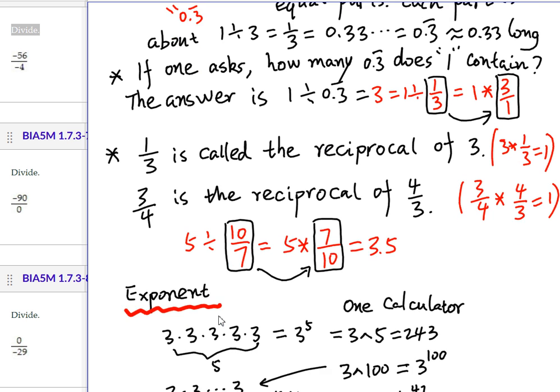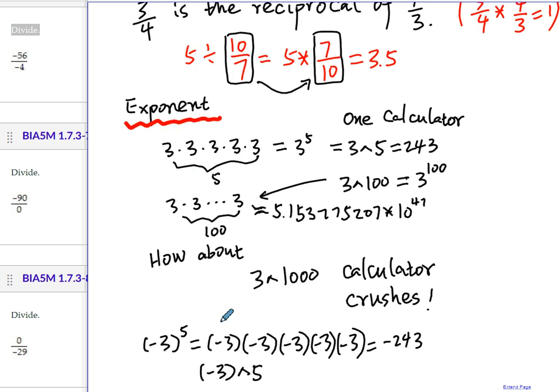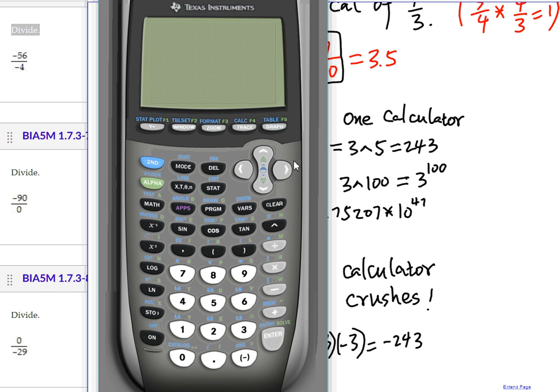Now, then what's the meaning of exponent? Exponent is when you multiply a number 5 times, you write it in this way. So 3 to the 5th. On the calculator, you do 3, arrow up, 5, which is 243. So on the calculator, you do 3 exponent 5, you hit enter, and you then have 243.